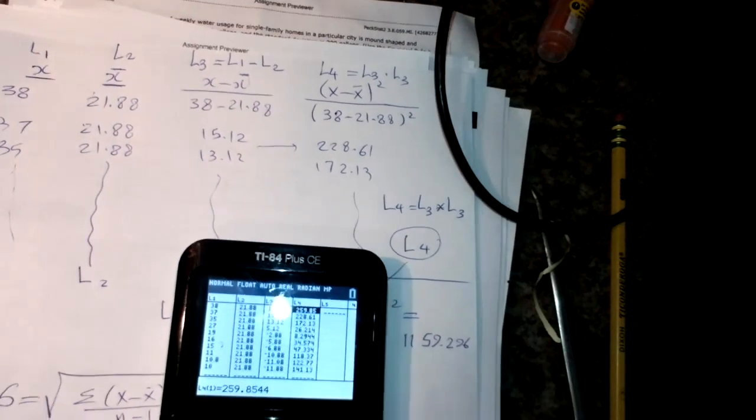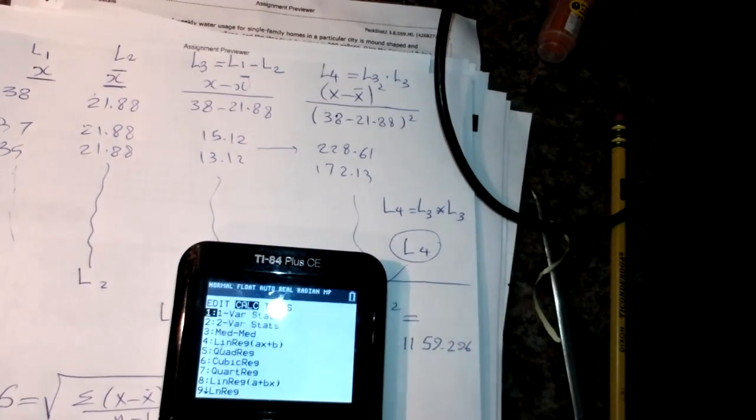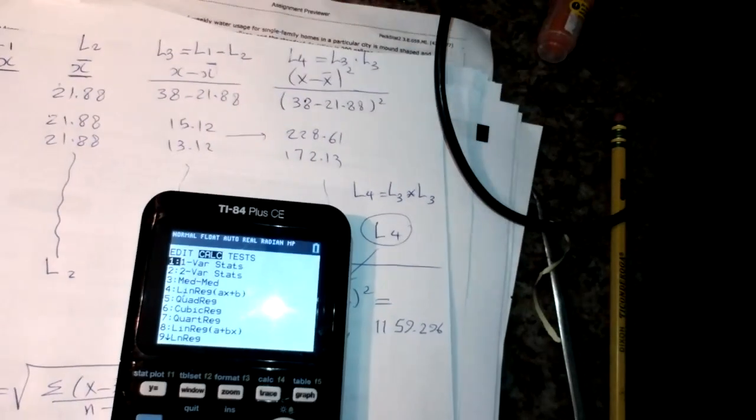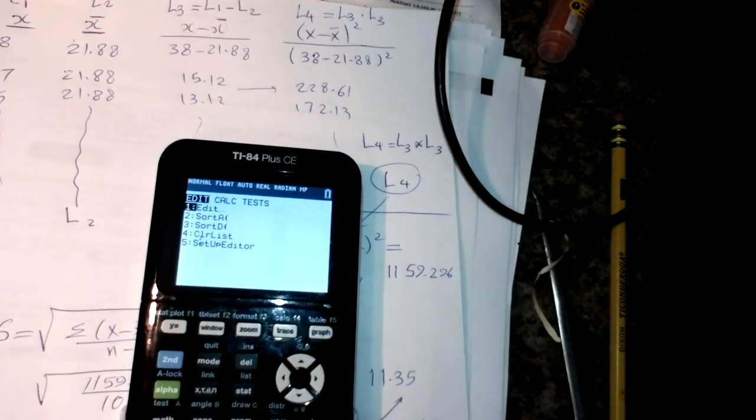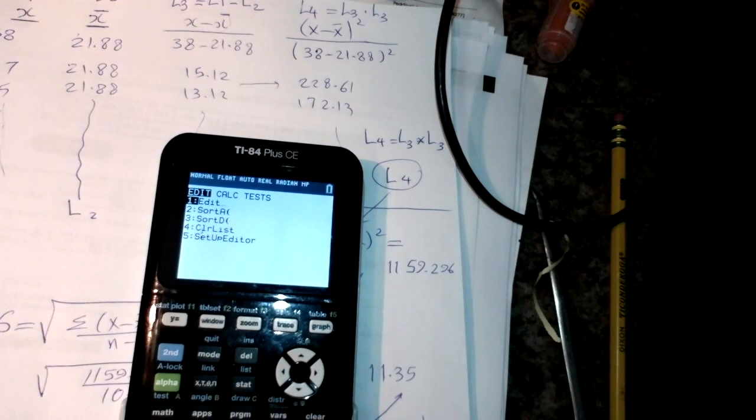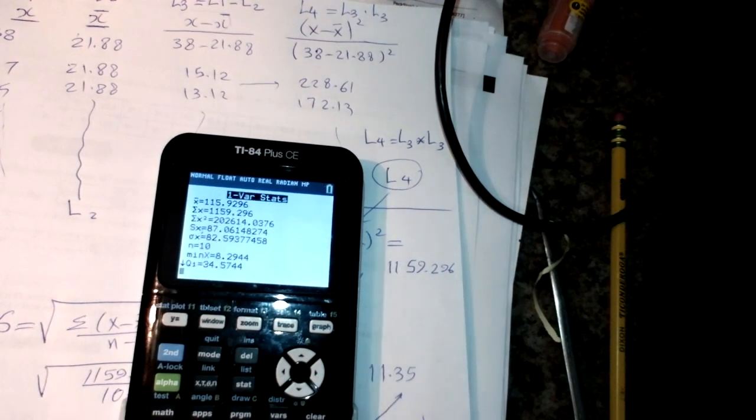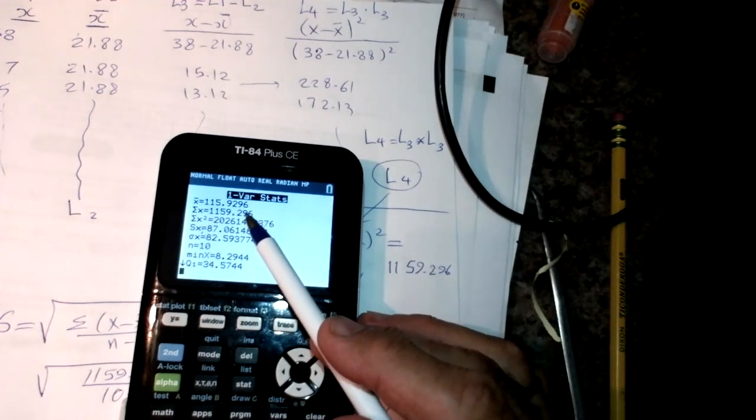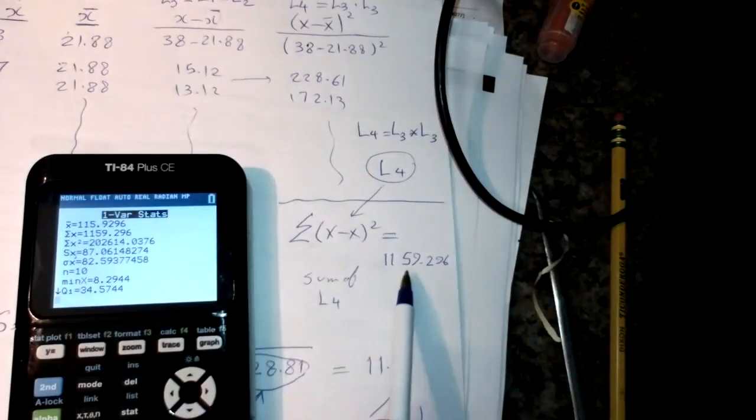So there are two ways to do it. One is you could just go to stat, just show you, go to calculations, just enter. I'll do it again. Stat, and then go to calculations, enter, put L4 here, L4, and then calculate. Sum is 1159.296. That's the number that you have here, okay?